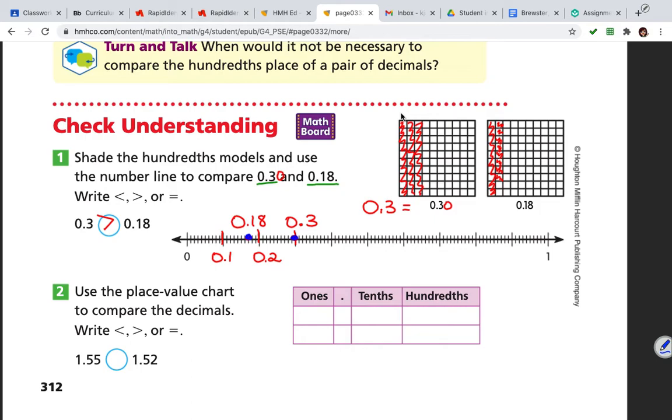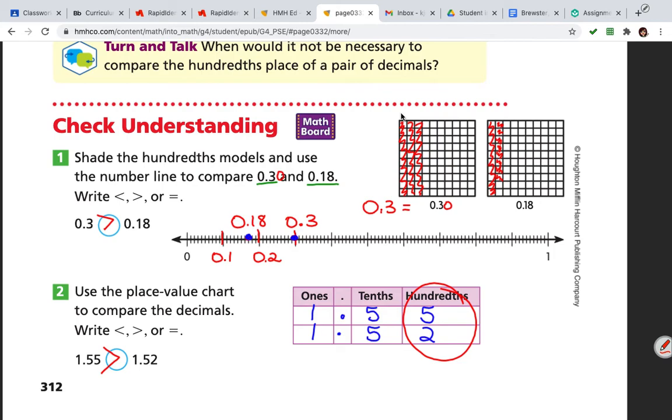Number 2, use the place value chart to compare the decimals. Write less than, greater than, or equal to. So we're going to write 1.55, so 1 and 55 hundredths, compared to 1.52, 1 and 52 hundredths. Well, the easiest thing is to look right here in the hundredths. The 5 is greater than 2. So we know that 1 and 55 hundredths is greater than 1 and 52 hundredths.